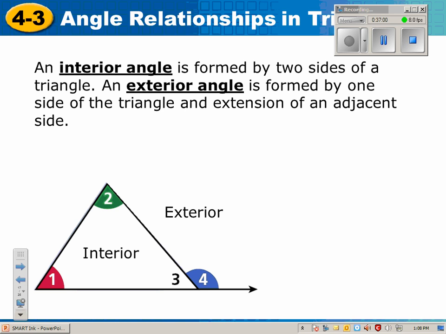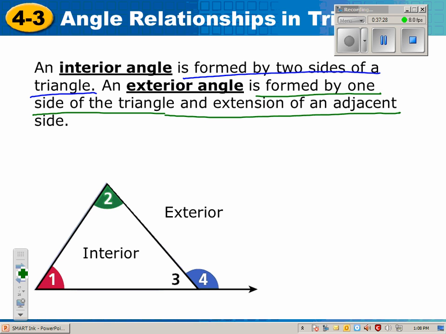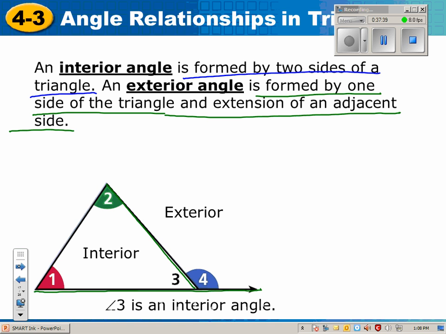But then when we go to interior and exterior angles, that's the part that's kind of new. And still, I don't think it's hard. It's just understanding what it means. Interior is formed by two sides of the triangle. So 1, 2, and 3 would all be interior angles. An interior angle is formed by two sides of your triangle, versus an exterior angle. An exterior angle is formed by one side of the triangle and an extension of an adjacent side. So I have to extend out one of these sides and connect it to one side of the triangle. And angle 4 then would be an example of an exterior angle.